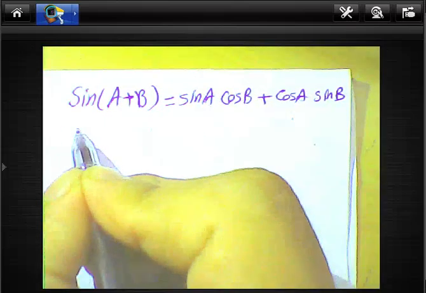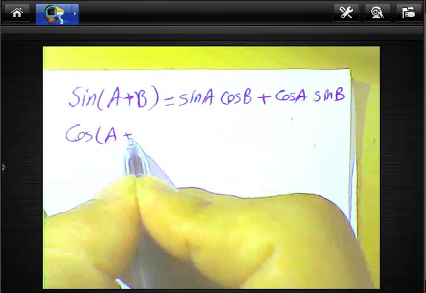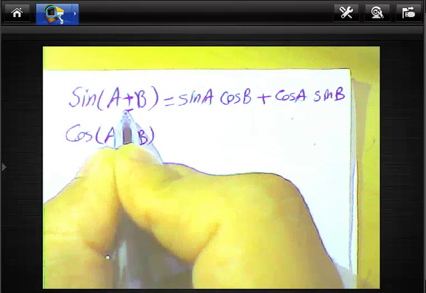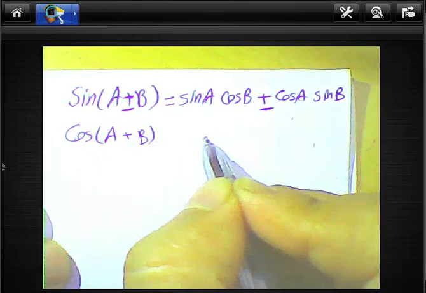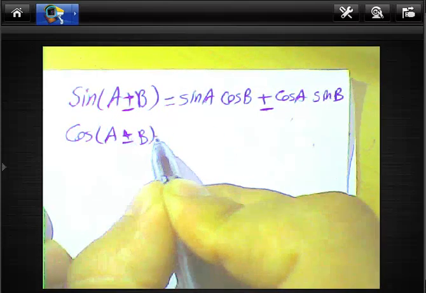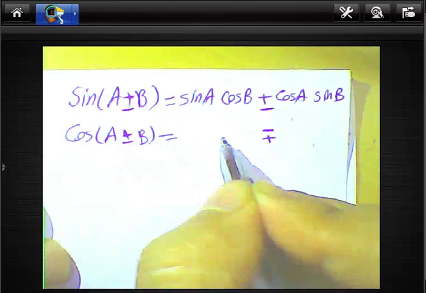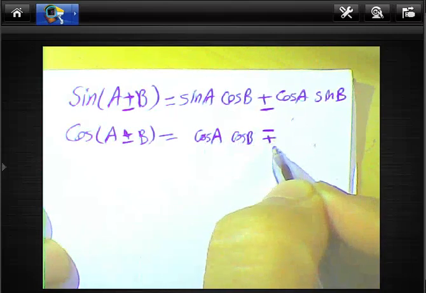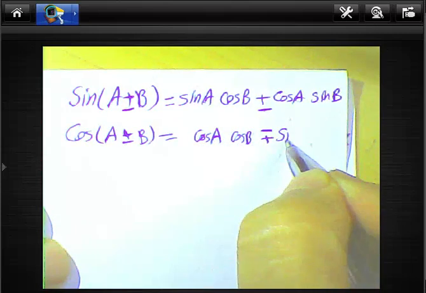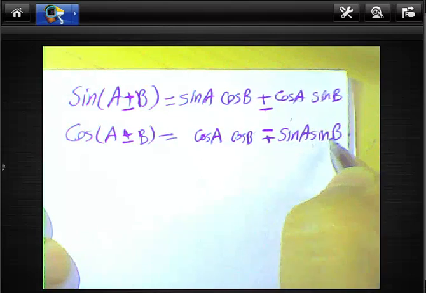And what about cosine A plus B? If we inverse this sign here, we must write it here negative. But in cosine we can write negative and positive. Cosine A cosine B, negative or positive, sine A dot sine B.